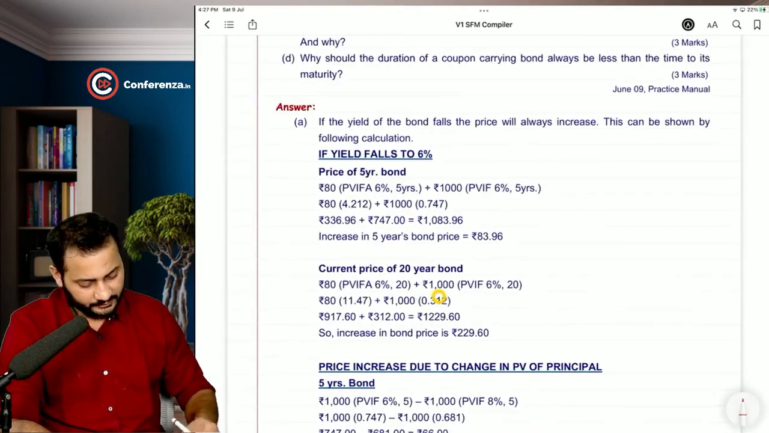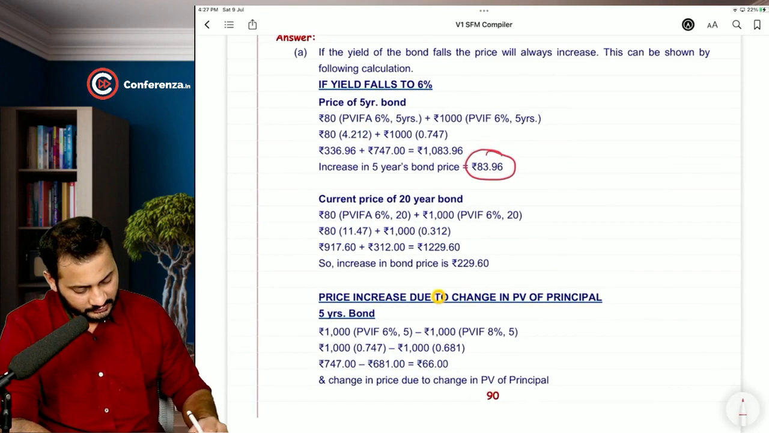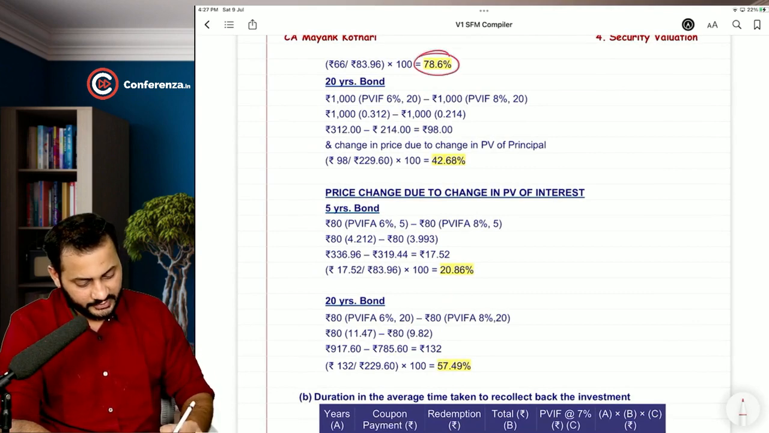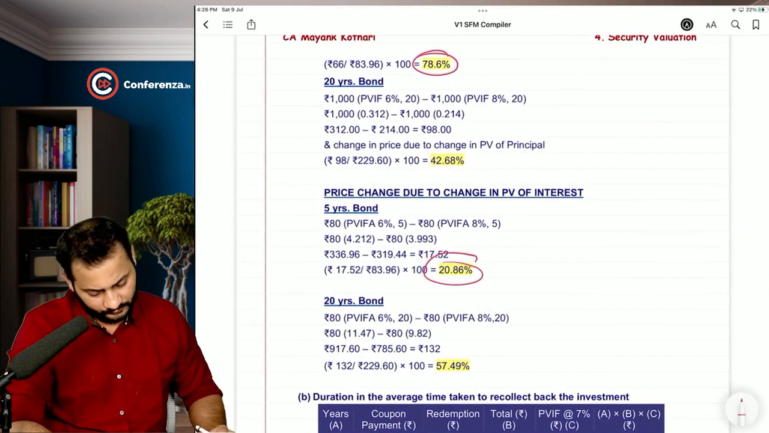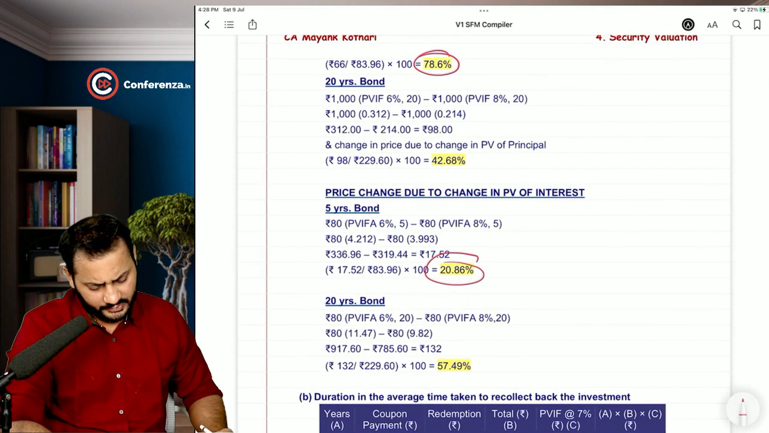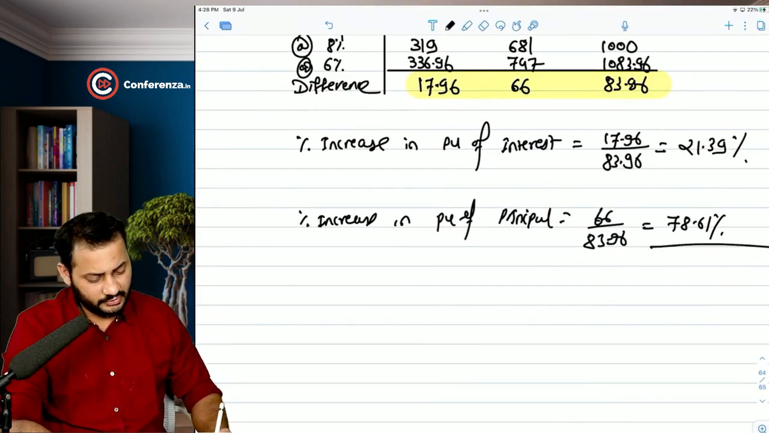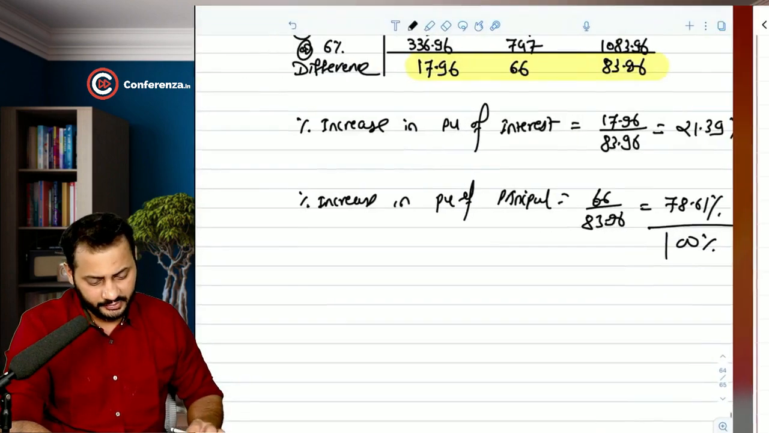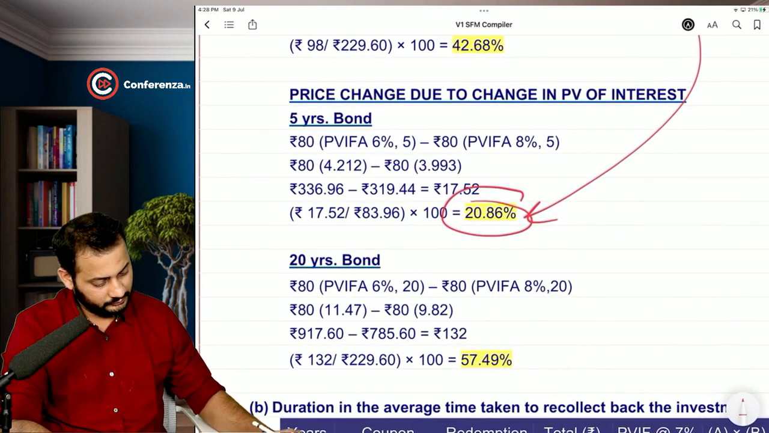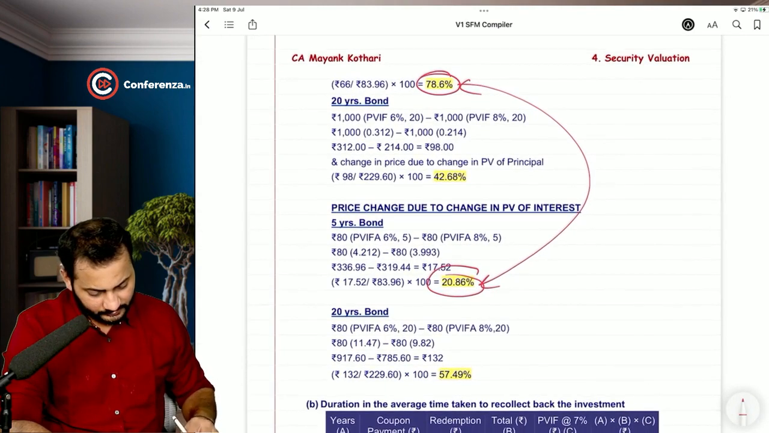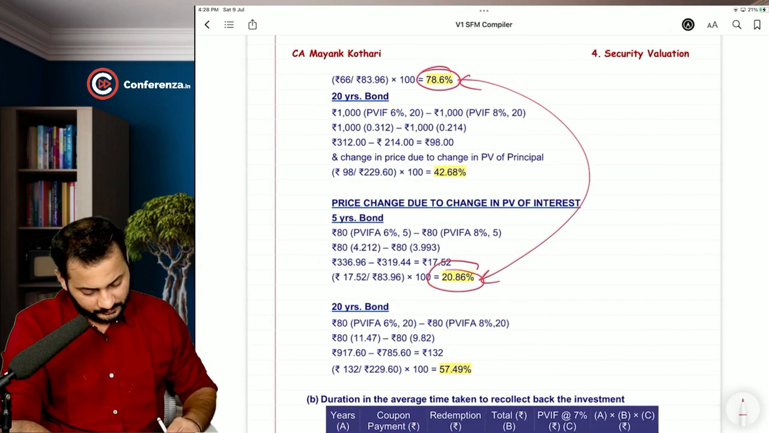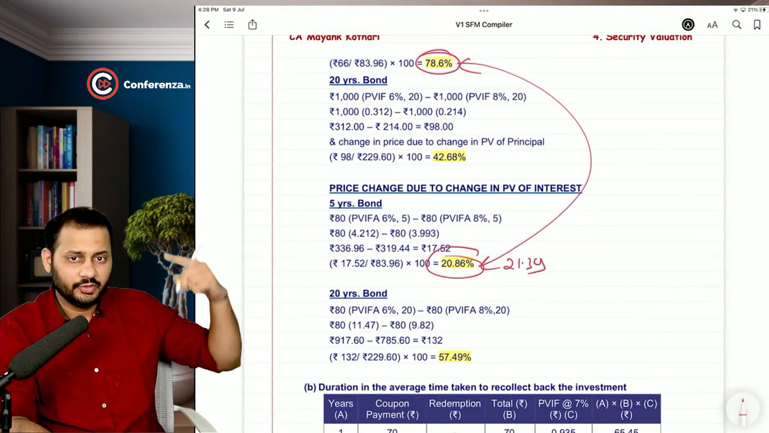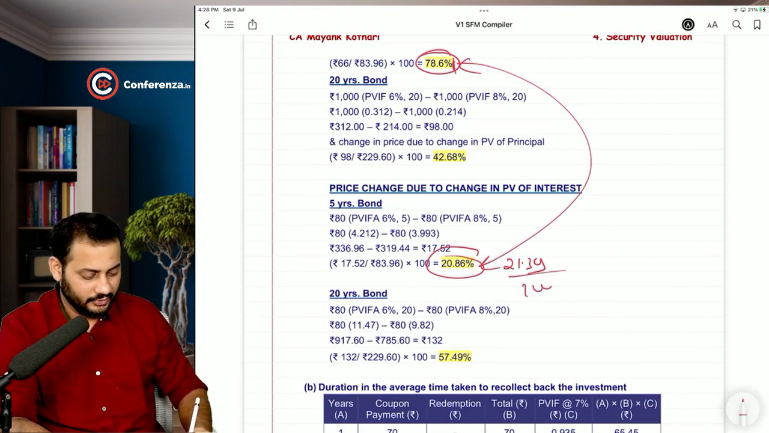Let's have a look at the answer. 83.96, and the final answers are 78.6% and 20.86%. Am I right? It should have been 21.39 only. The total of these is 100%, right? So the total of these two should also have been 100%. I think there is something wrong here. 17.96. Yes, there is a small difference in the total. The more appropriate number is our answer, 21.39%, because if you total 78.61% and 21.39, then only your 100% will come.